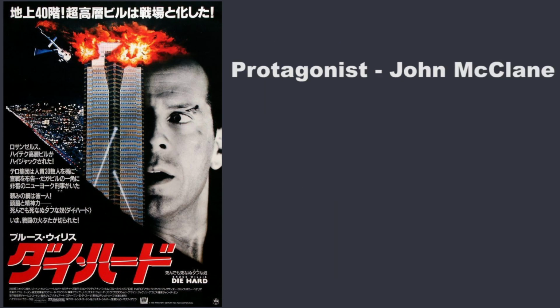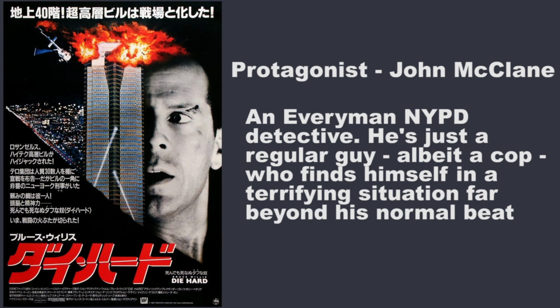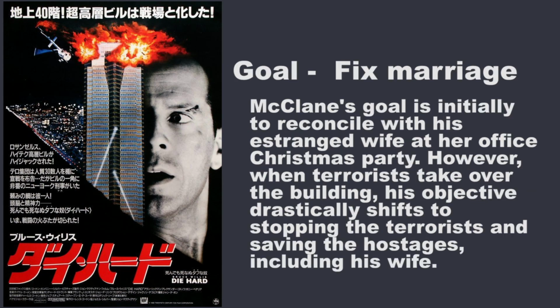So we have the protagonist, or our hero, John McClane, who's an everyman, which is a kind of archetype, an NYPD detective. He's just a regular guy, albeit a cop, who finds himself in a terrifying situation that's well outside the scope of his normal beat. What's his goal? His goal is to reconcile with his estranged wife. At the start of the movie, that's what he's after, and he's going to her office Christmas party to do so.